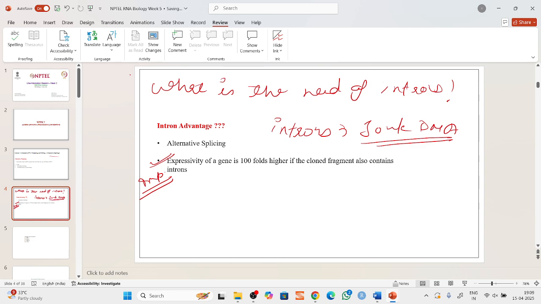But as research progressed, as we got to know more about them, we got to know that many kinds of regulatory sequences are present in introns, and these introns are not junk DNA. They contain sequences which help in the expression of the gene, or which also help in the differential expression of the genes. So these introns, which we earlier thought of as junk DNA, help in the expressivity of the genes. With the presence of introns, the expressivity of the gene increases approximately 100-fold. Okay, this is one thing.